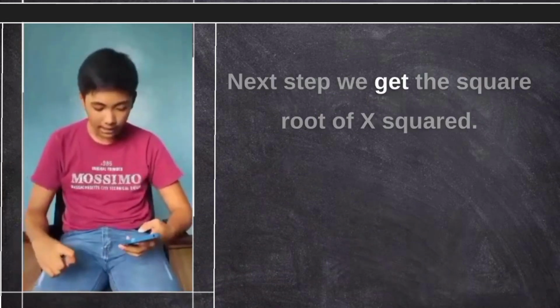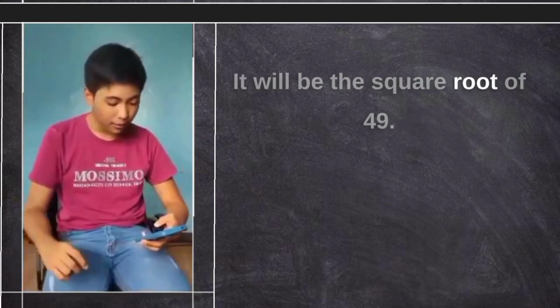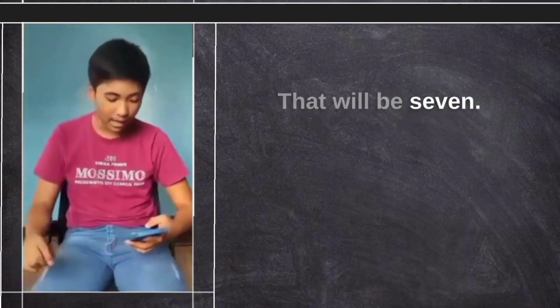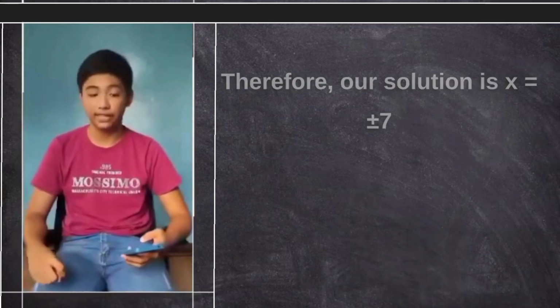Next step, we get the square root of x squared. It will be x. The square root of 49 will be 7. Therefore, our solution is x equals positive negative 7.